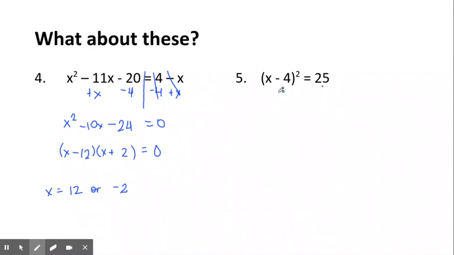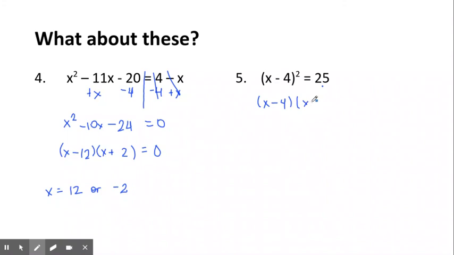Now this goes back to Algebra 1a, our unit on polynomials. X minus 4 squared, what does that mean? Well, x minus 4 squared means you're taking this and multiplying it by itself. That's what squared means. So it means we want to do x minus 4 times x minus 4.